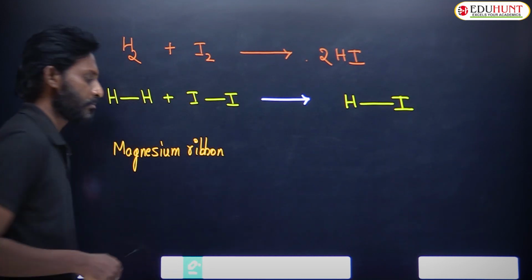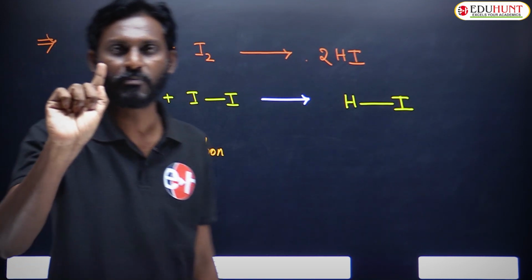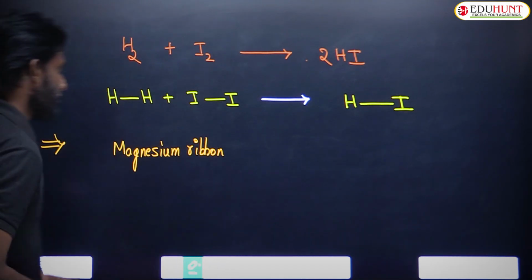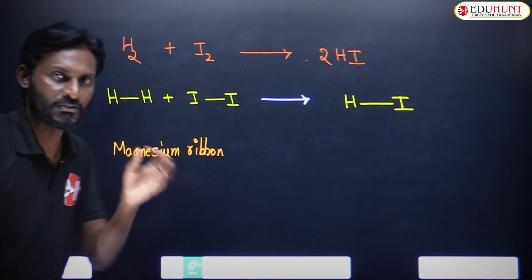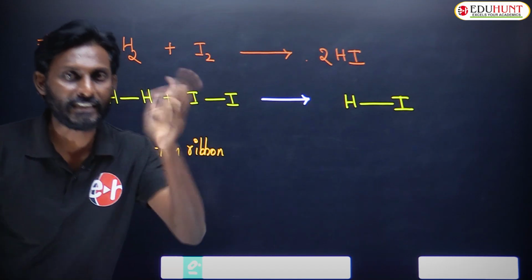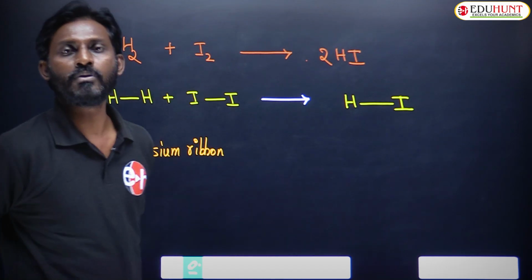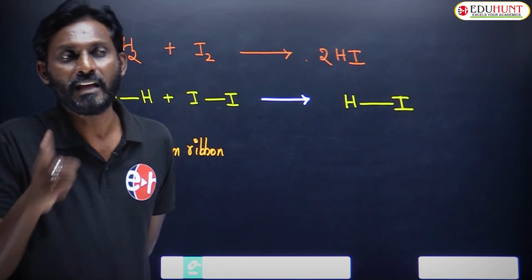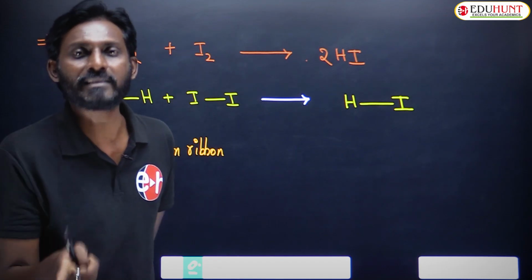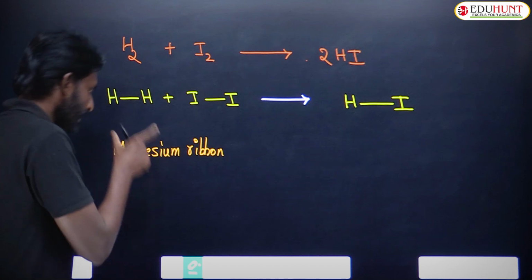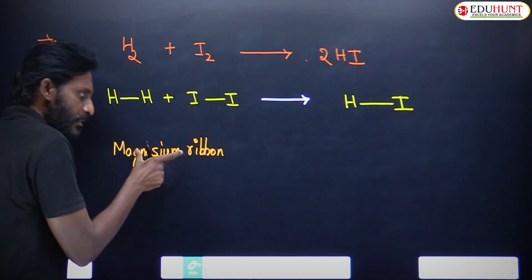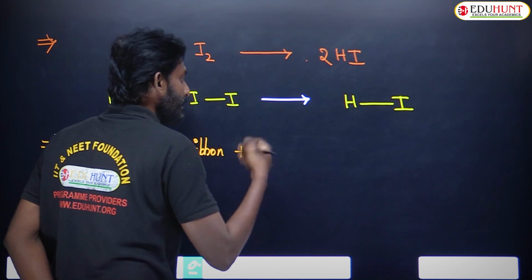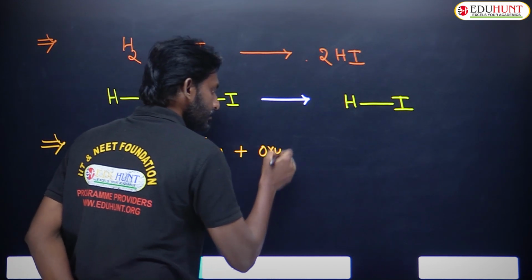Sir, what is magnesium ribbon, sir? It's simply a small strip of magnesium. You take a small strip of magnesium and heat it. Now, heating something in general is nothing but combustion. That means heating something means reaction with oxygen. So when you take a magnesium ribbon and heat it, you interact with oxygen.